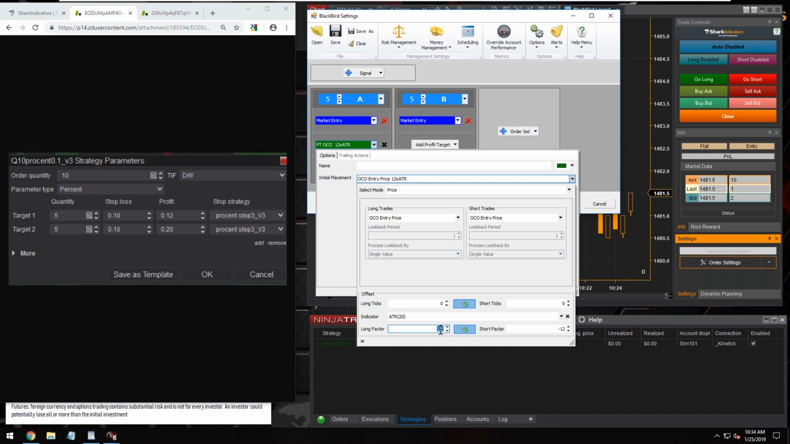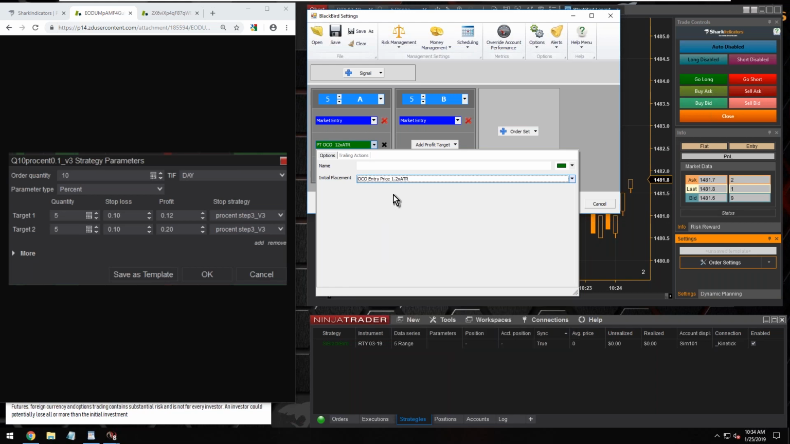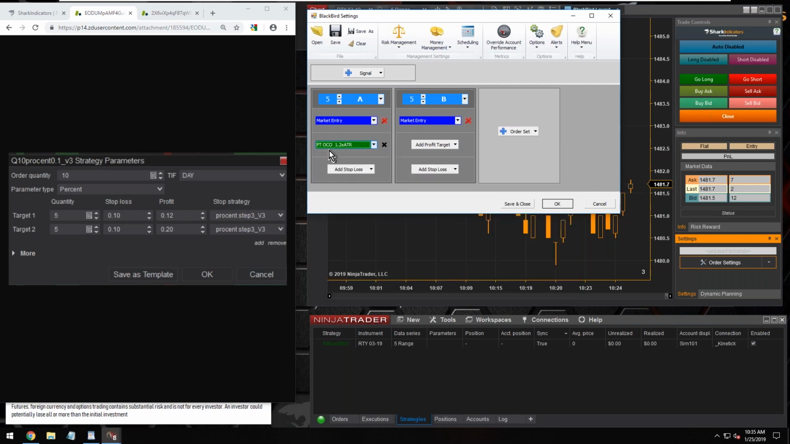So what I'll do is I'll make this 1.2 ATRs. There, something like that. I'll knock this down a little bit there. All right. So I'll just move the decimal place over one digit there. All right. So I've readjusted the profit targets.